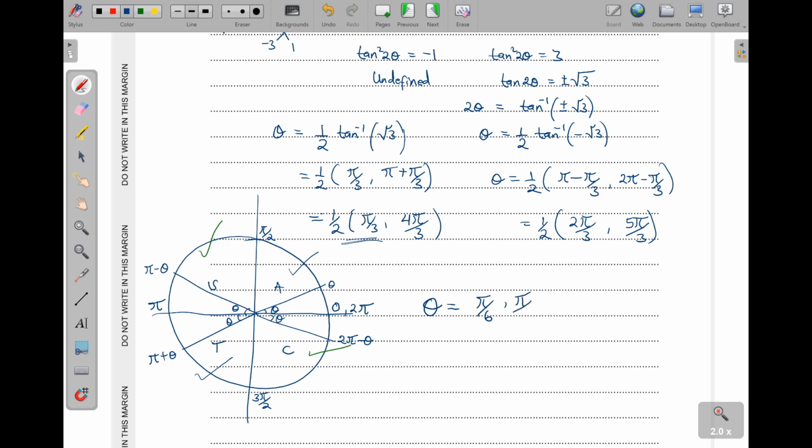So I'm arranging them in order. So I'll put this one first, next I put this one here, and then next I'm going to have now a half of this one, so 2 will go into this 4 2 times, so we shall have 2 pi over 3, and then lastly we shall have 5 pi over 6. So these are the 4 angles that we are supposed to have there.